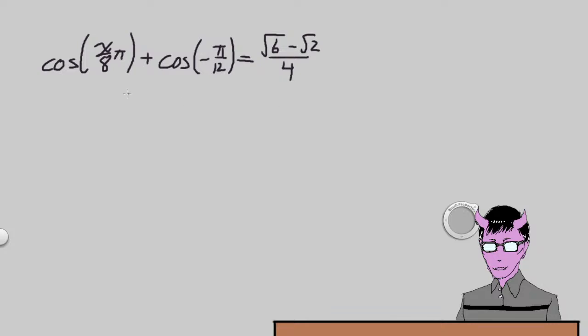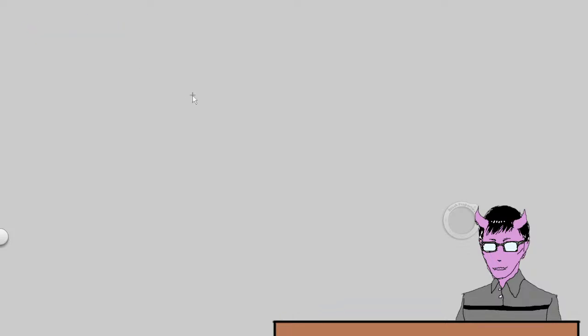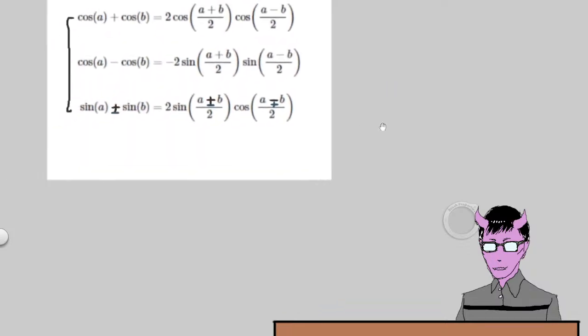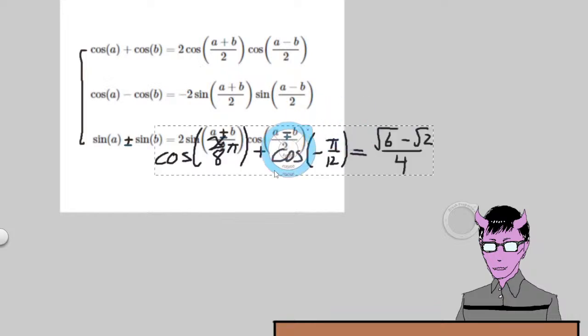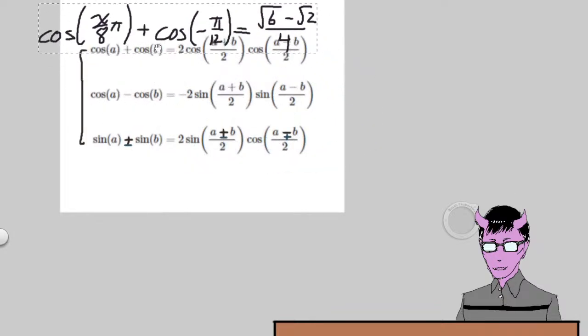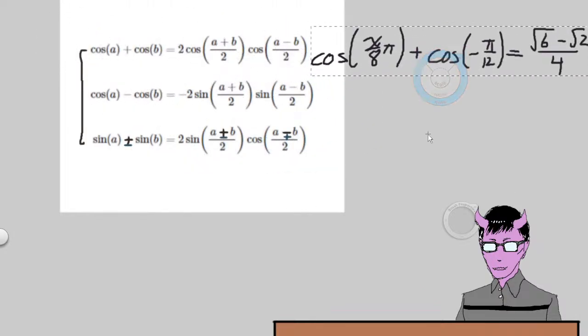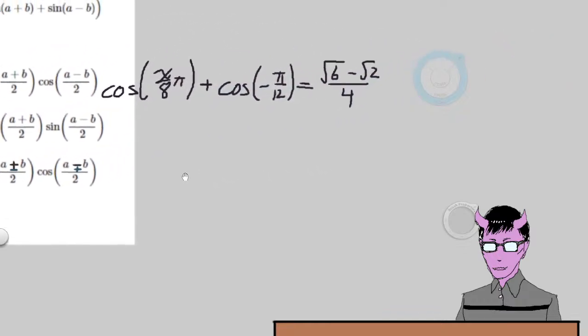So make note of what's happening. We have a cosine thing and we have a cosine thing. What's happening between those two? It's a plus. So we're doing sum to something, right? Which of those is a match? It matches the top one. So we're going to follow that algorithm.